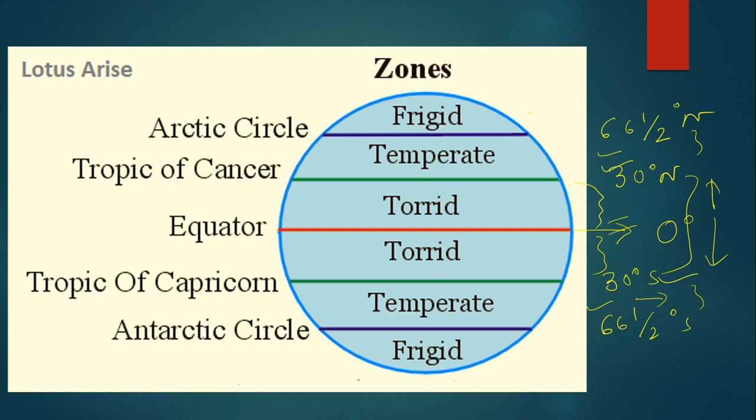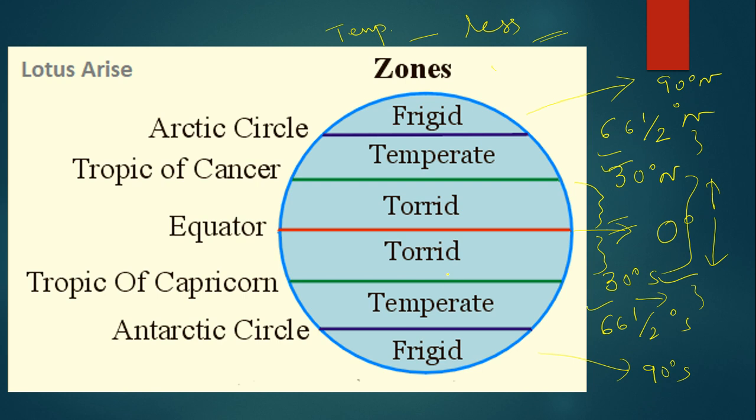Now if I come to the next belt, that belt is known as the frigid zone. That frigid zone extends from 66 and a half degree north to 90 degree north, which is known as the pole, and 66 and a half degree south to 90 degree south. So this zone is known as the frigid. The term itself indicates that the temperature is very low over this particular place. This zone is the frigid zone where the temperature is very low.